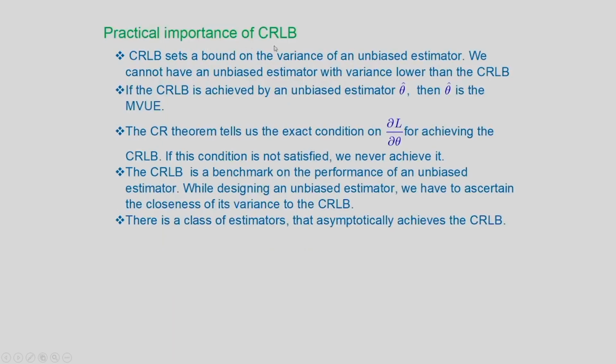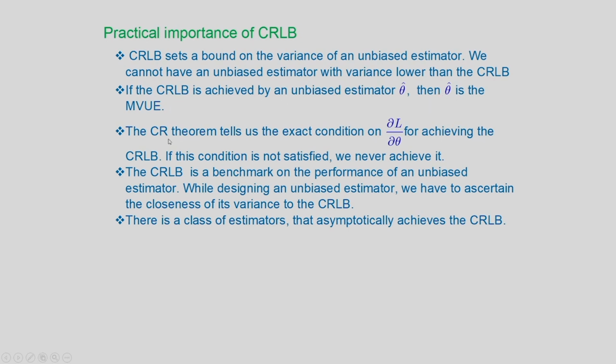Practical importance of CRLB. Cramer-Rao lower bound sets a bound on the variance of an unbiased estimator. We cannot have an unbiased estimator with a variance lower than the CRLB. If CRLB is achieved by an unbiased estimator theta hat, then theta hat is the MVUE. So, that is one important aspect, because the MVUE's variance will be the CRLB.